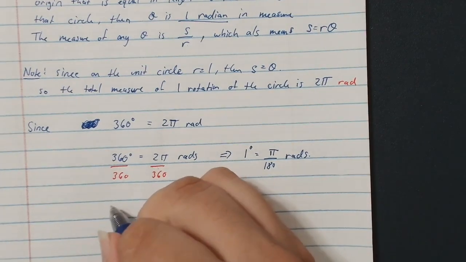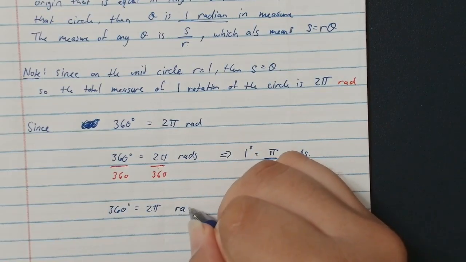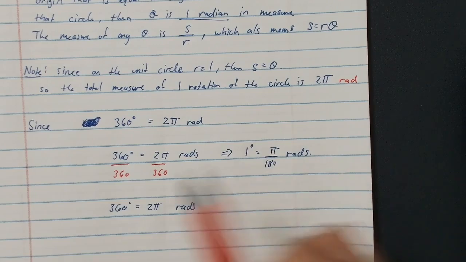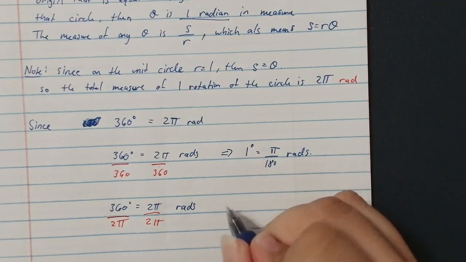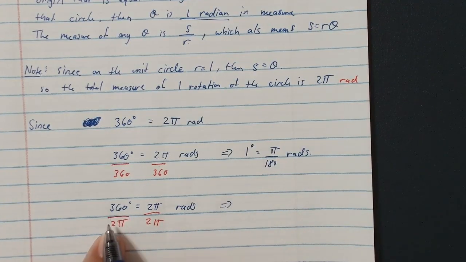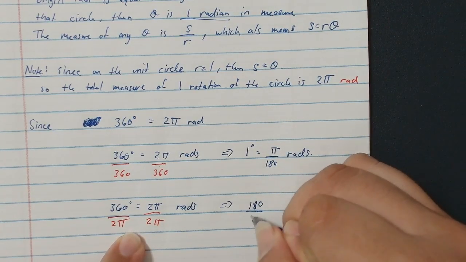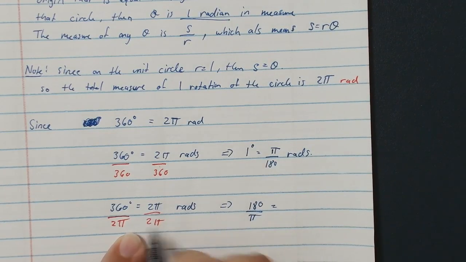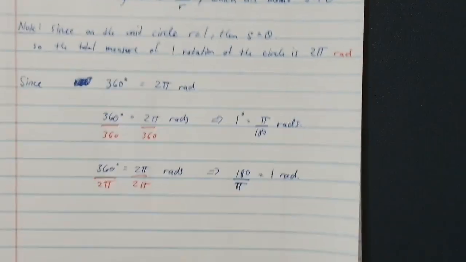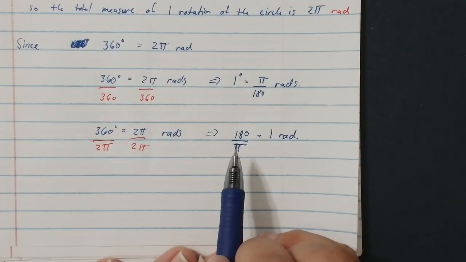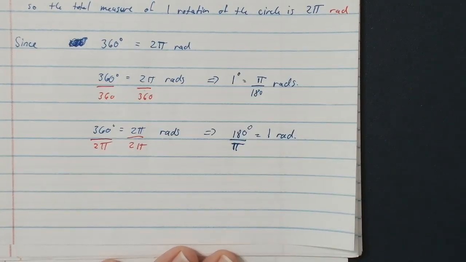If you take that same equality, 360 degrees is equal to 2 pi radians, and instead of dividing both sides by 360, we divide both sides by 2 pi, then we get a conversion the other way. That is to say that, well, let's see, 360 divided by 2, that's 180. Now your pi stays on the bottom, so 180 over pi is equal to 1 radian. So 1 radian is equal to 180 over pi degrees, and 1 degree is equal to pi over 180 radians.